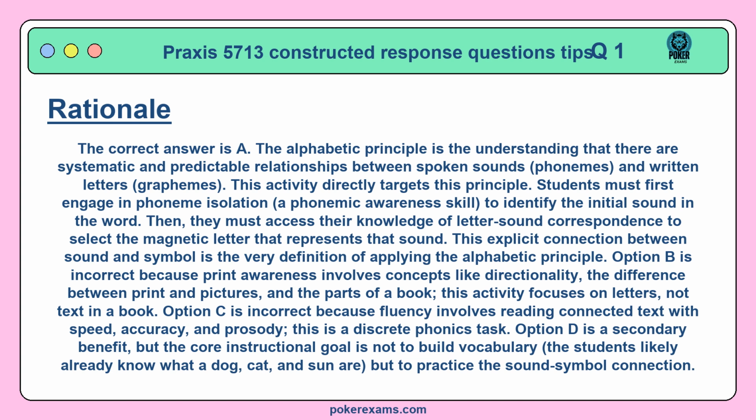Option D is a secondary benefit, but the core instructional goal is not to build vocabulary. The students likely already know what a dog, cat, and sun are, but to practice the sound-symbol connection.